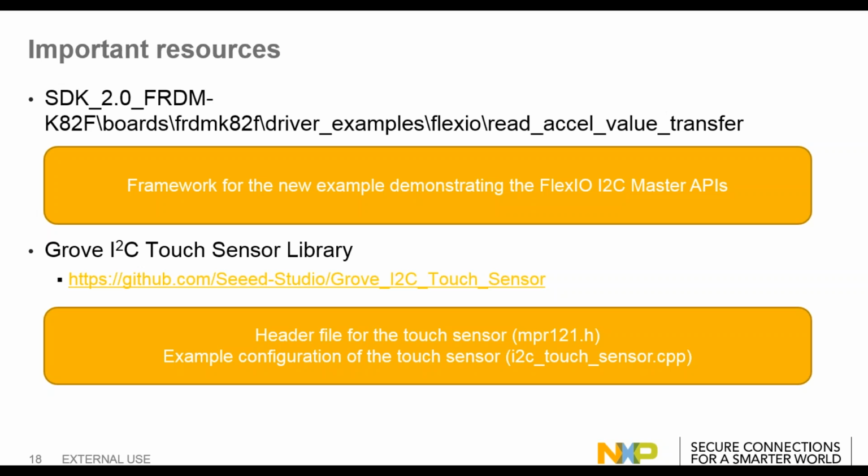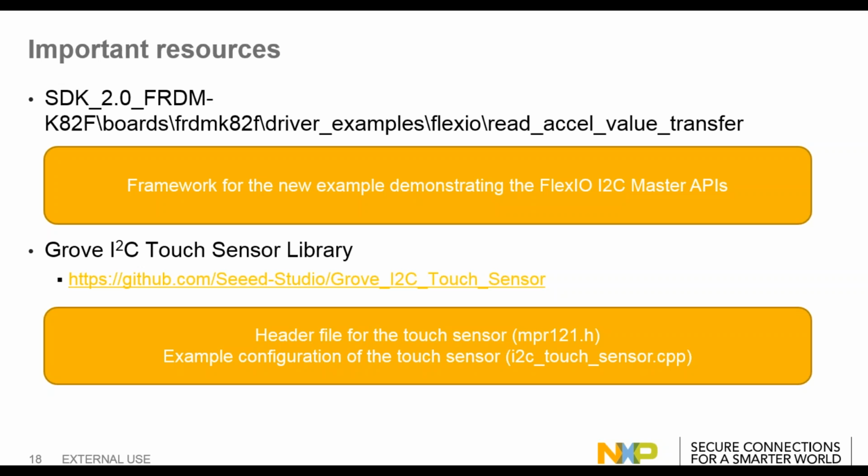One is the header file for the sensor itself. This is the MPR121 header file. This is giving you all the defines for the registers and commands that need to be sent to this sensor. And the other is an example configuration of the touch sensor itself.